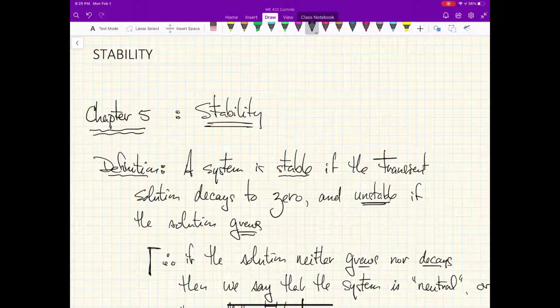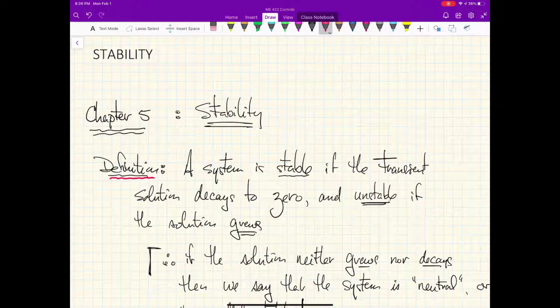Okay, stability. First, let's start with a definition for stability. Stability of a system, you probably already have a fairly accurate, intuitive understanding of what that can mean. And it simply means that a system's response will decay to zero if the system is stable. In other words, will reach a steady state value over time. And the system is unstable if it does otherwise. In other words, if the system's response grows indefinitely with respect to time.